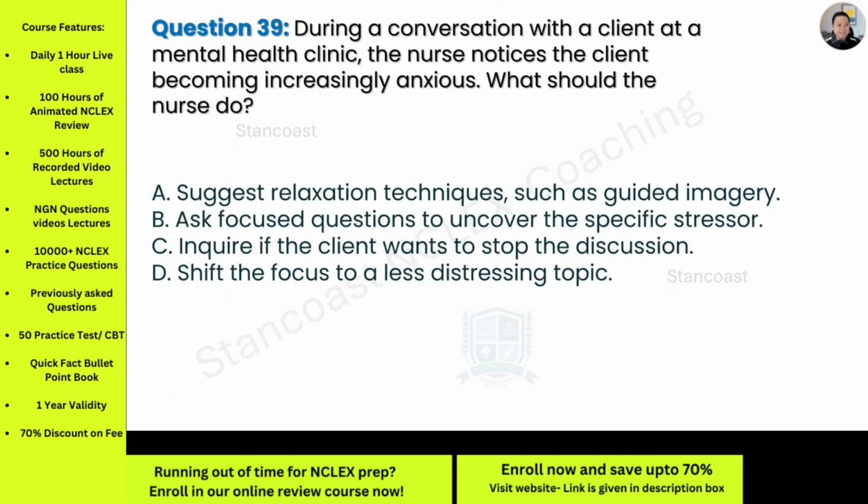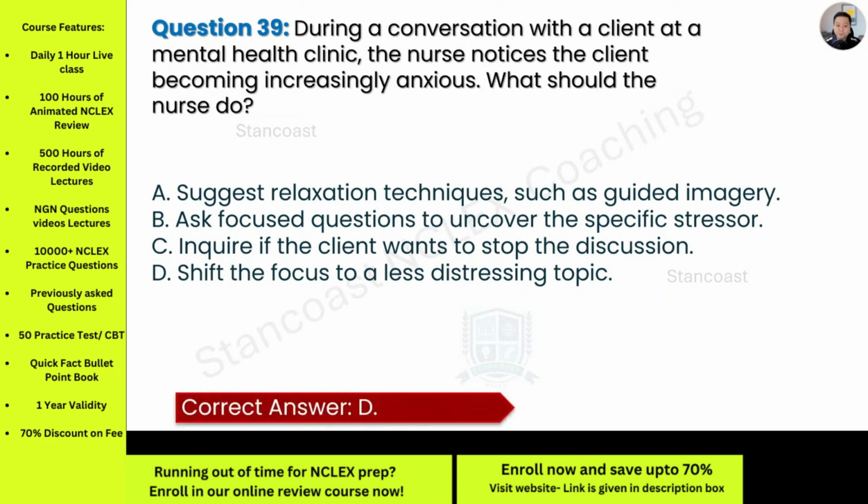Number 39. During a conversation with a client at a mental health clinic, the nurse notices the client becoming increasingly anxious. What should the nurse do? A, suggest relaxation techniques such as guided imagery. B, ask focused questions to uncover the specific stressor. C, inquire if the client wants to stop the discussion. And D, shift the focus to a less distressing topic? The answer is letter D.